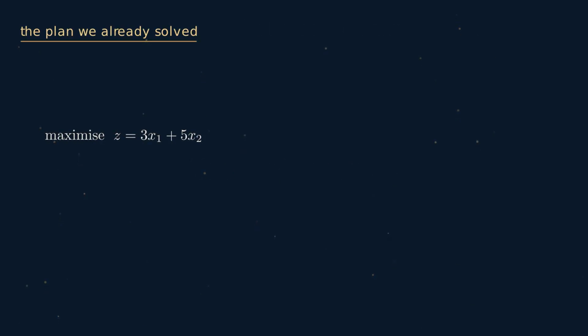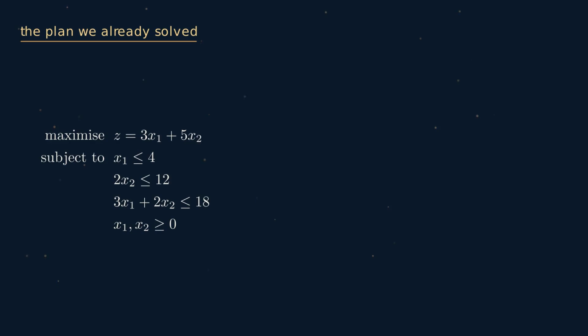A small factory makes 2 products. Each unit of the first earns 3. Each unit of the second earns 5. 3 resources hold it back. One machine caps the first product at 4. Another caps the second at 6. And a shared finishing line gives 18 hours, split 3 to one unit and 2 to the other.